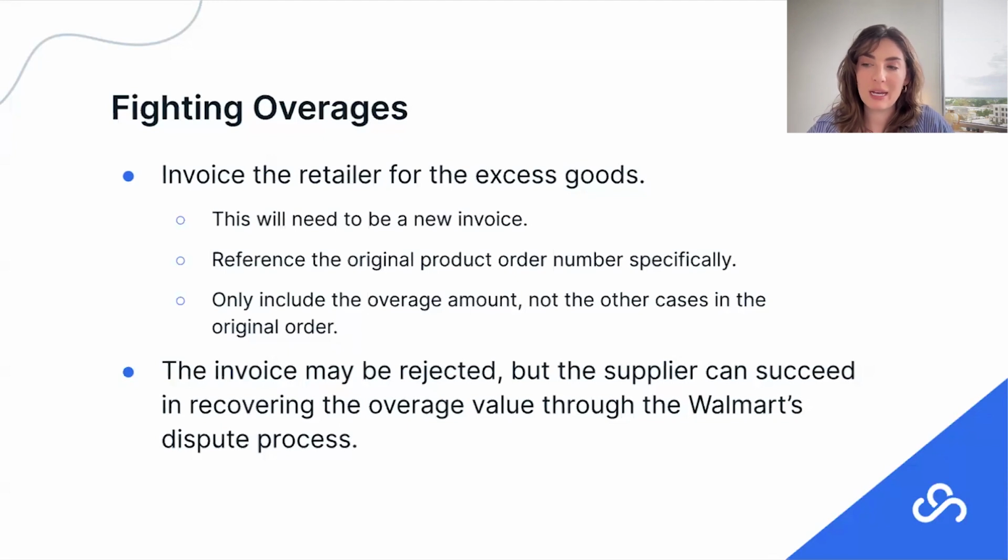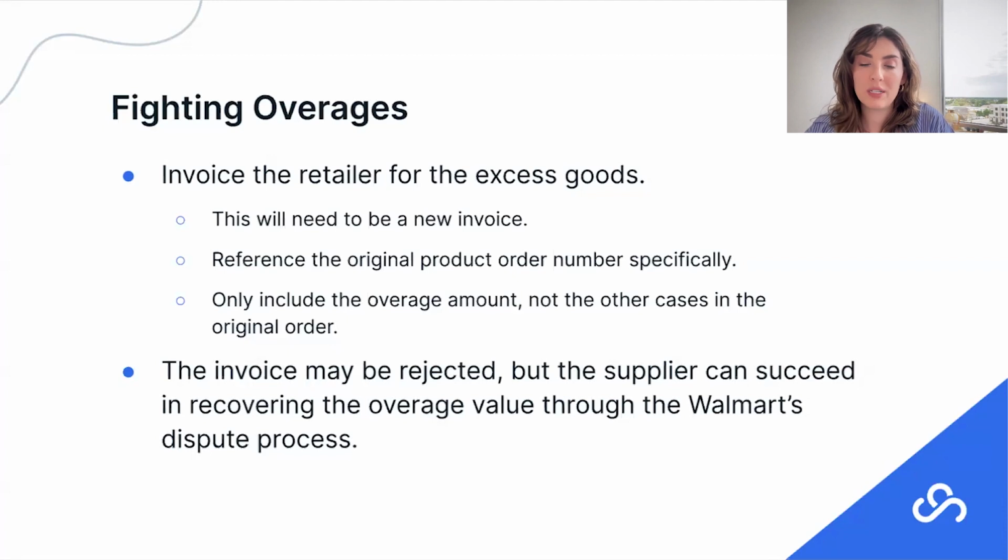So for example, let's go back to our juice box example. Let's say that you sent 6. You've already got the invoice from the original order. That was 3, so those are accounted for. What you'll do is write a new invoice referencing the original product order number, outlining what's going on, and only include the other 3 that were not on the original order.